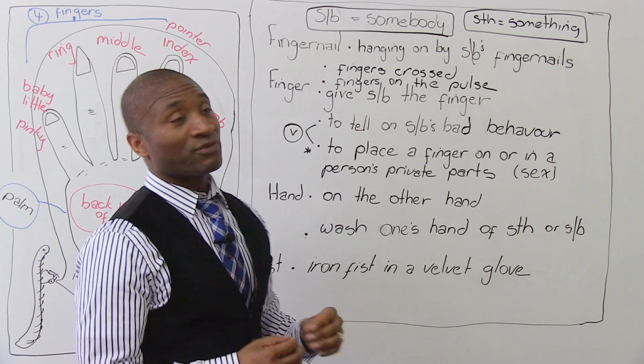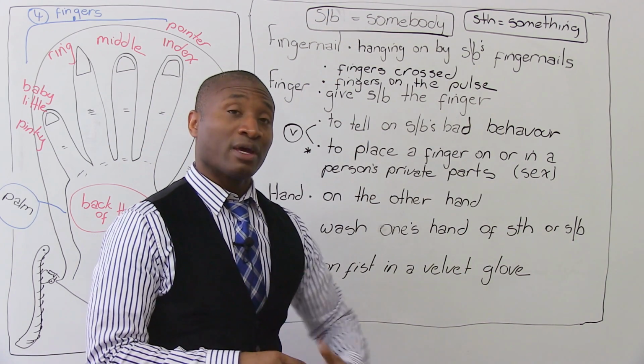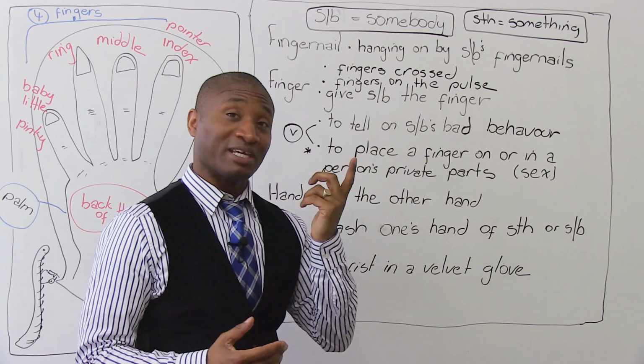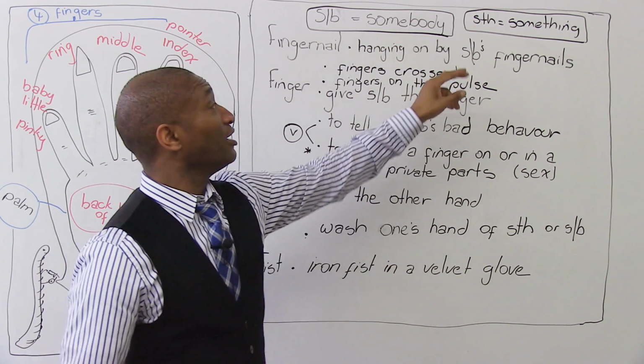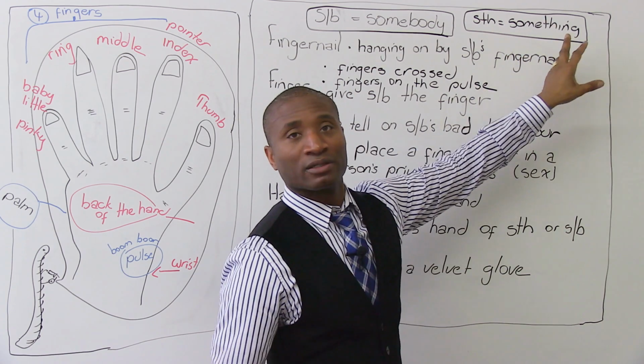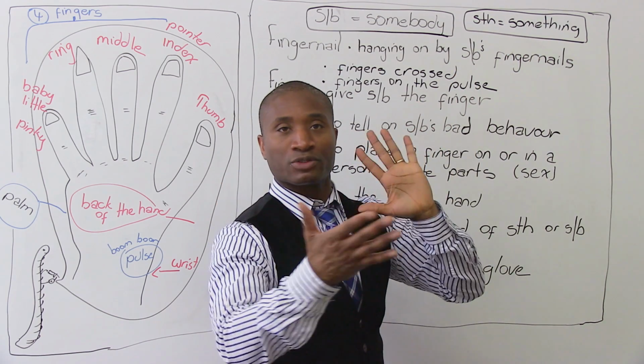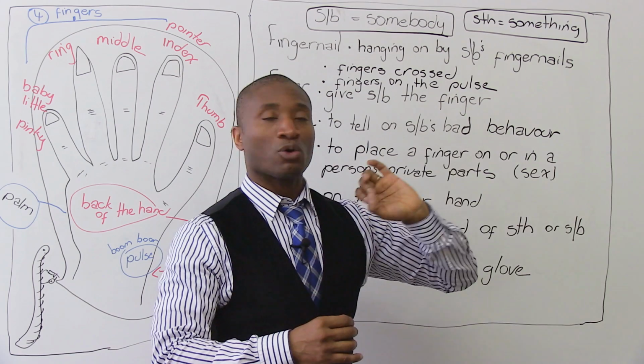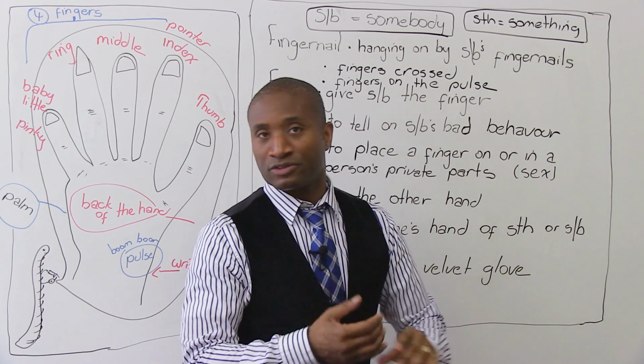SB, like this, stands for somebody. It's found in most dictionaries for people learning English, and people who speak English, that's what it means when you see it. And STH, like this, means something. Just shorthand, right? A small, quick way to write somebody or something so you know what it means.